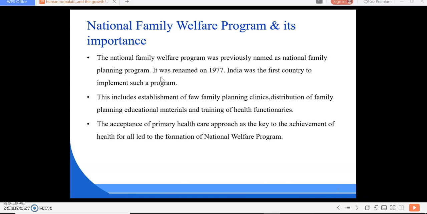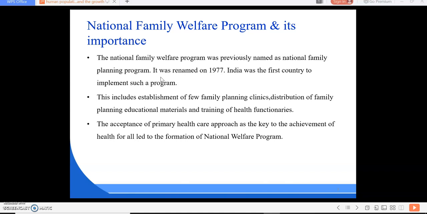health functionaries and research. During the third five-year plan, 1961 to 1966, family planning was declared a center of planned development. Then the emphasis was shifted from the clinic approach to an extensive education approach, that is, motivating people about the small family norm. A separate department of family planning was created in 1966 in the Ministry of Health, and in 1972 the MTP Act was passed. In April 1976, the National Population Policy was framed.